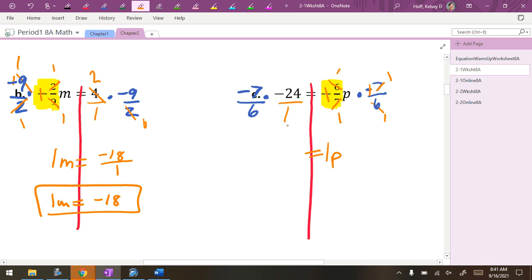Is there a number in the numerator that you can cancel with a number in the denominator? Which ones? 6 and 24. 6 goes into 6 once and into 24 four times, just don't lose your negative, right? Negative 7 times negative 4 is positive 28. Good job. And everybody, 1 times 1 is 1. 28 divided by 1 is 28.